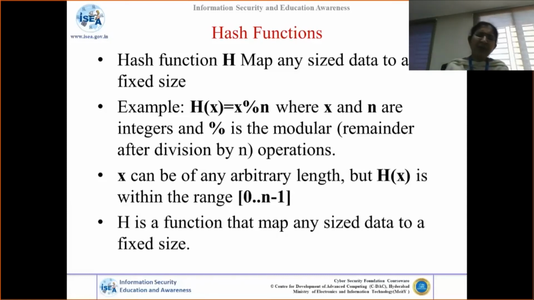The x is a string of variable, arbitrary length. When it is passed through the hash function, it gives some value in the range 0 to n minus 1. The modulus 10 hash is very simple to understand, but cryptographic algorithms are very powerful. Even a slight change of one character in the input string always ends up in a drastically different signature. That's how you can identify whether it is tampered or not.